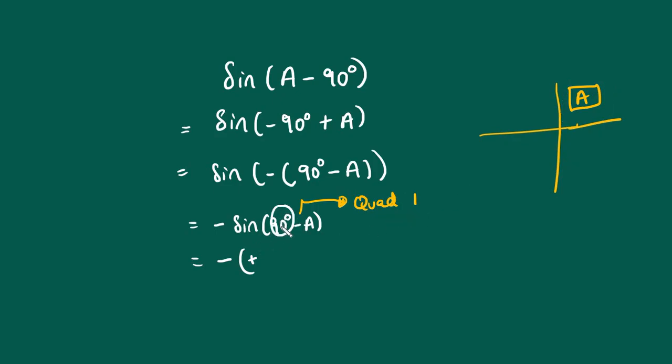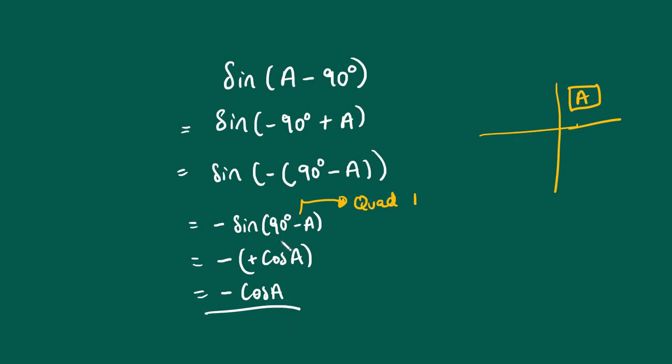But remember, there is a 90 there, so sine must change to cos. So you're gonna have cos A. Then when you say negative times positive, it's gonna be negative cos A. So your answer is negative. I think 4 people wrote negative. Well done, guys. Well done.